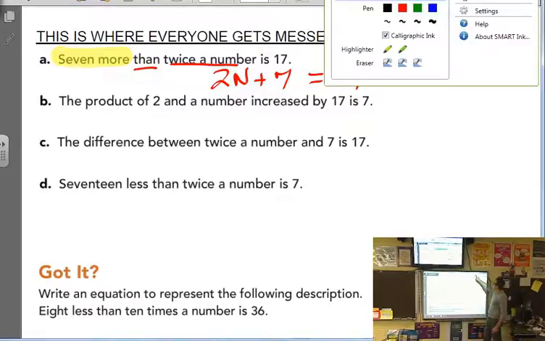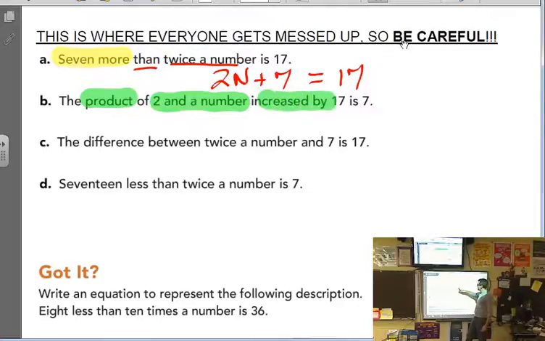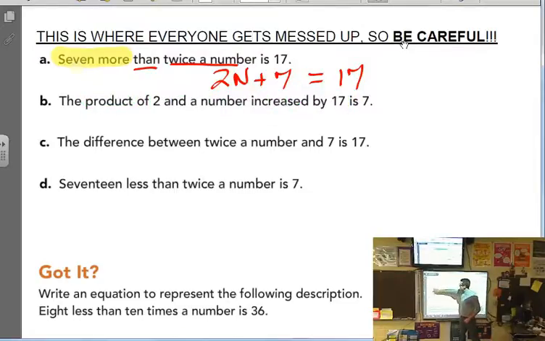The product, remember what product is? Product is the answer of a multiplication. So the product of 2 and a number, so really, again, we have twice a number, increased by 17. Oh, wait a minute. The product of 2 and what? The and is a number increased by 17. So this, actually, depending on how you say it, could be written 2 different ways. We're going to talk about this one in class because I really want to be here to talk about the emphasis between them.